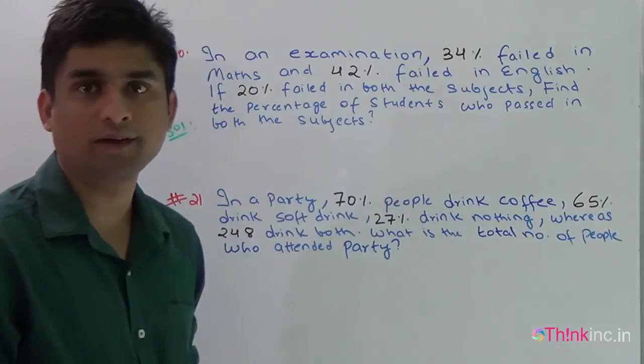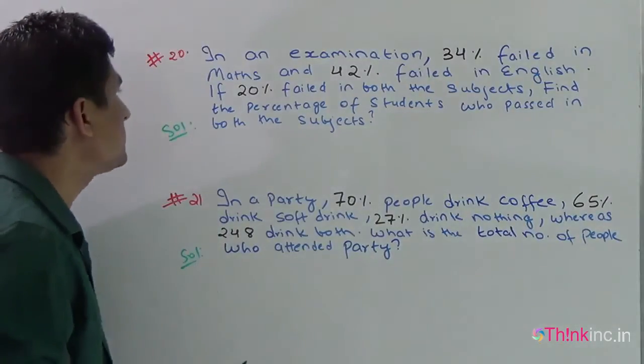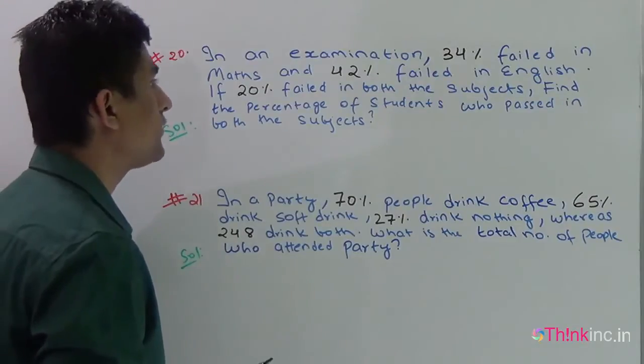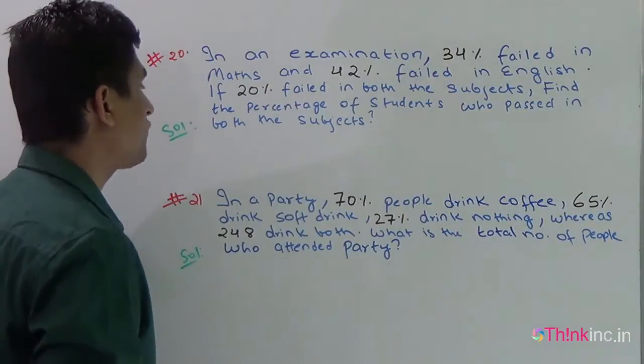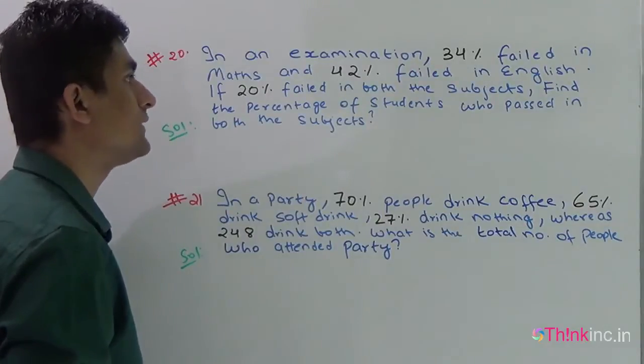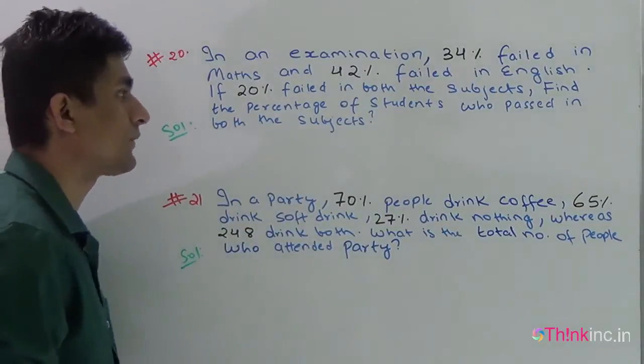Let's see some questions on Venn diagram. First question is, in an examination 34% failed in maths and 42% failed in English. If 20% failed in both the subjects, find the percentage of students who passed in both the subjects.